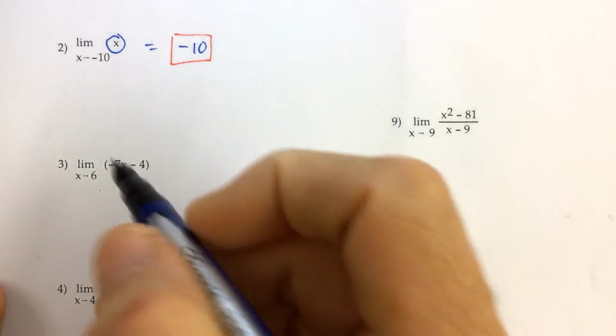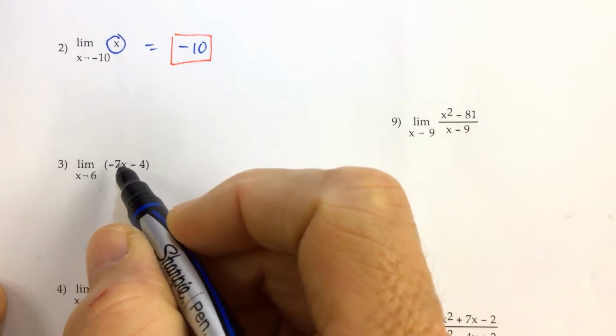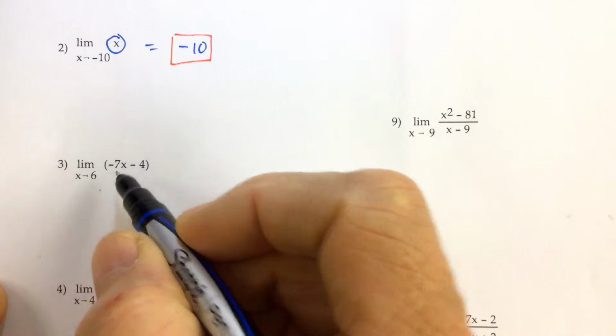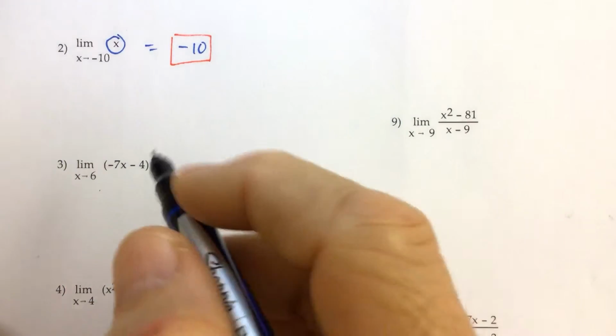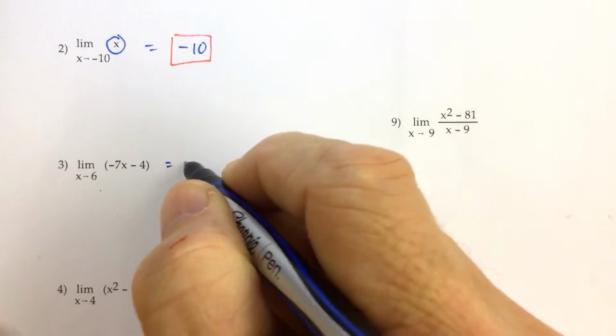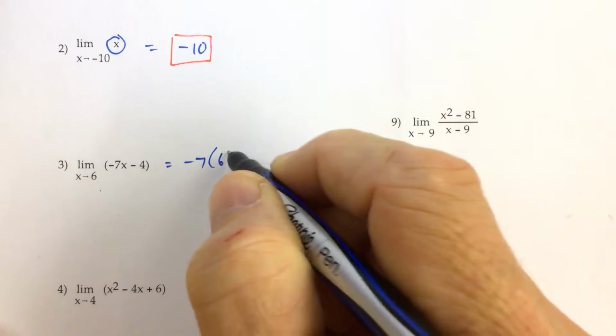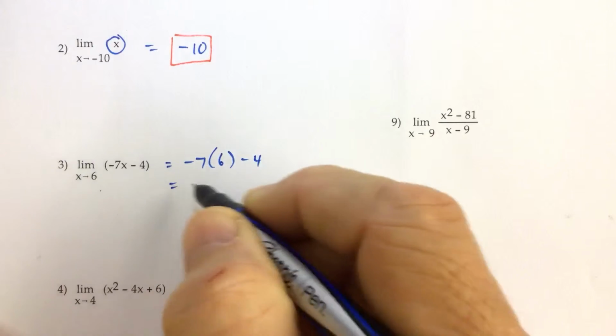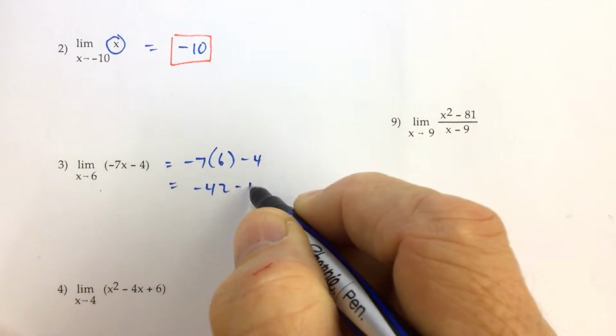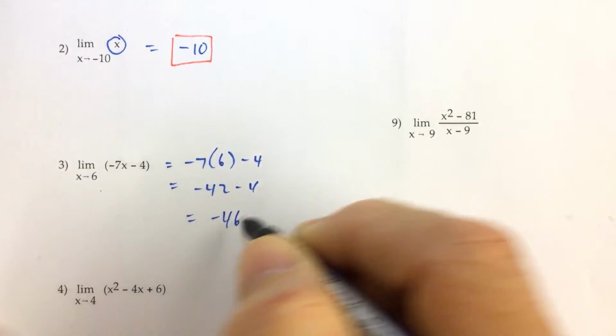And then for number 3, we take the limit as x approaches 6 of negative 7x minus 4, which is also a polynomial function. So with polynomials, we just replace x with whatever x is approaching. We get negative 42 minus 4, so we get negative 46.